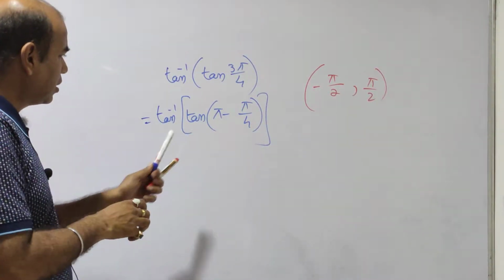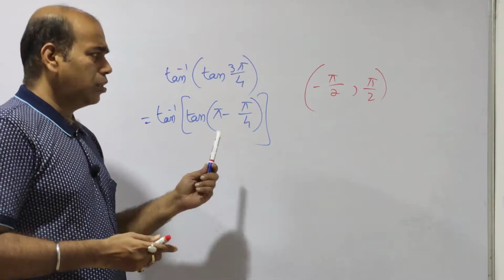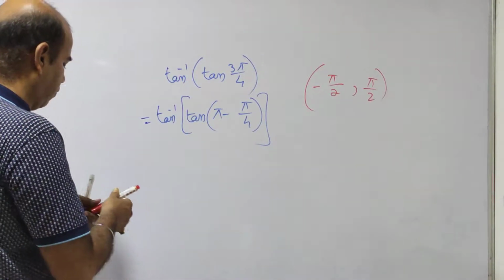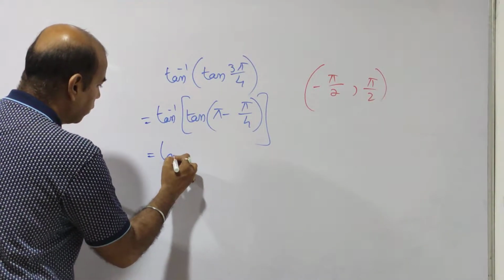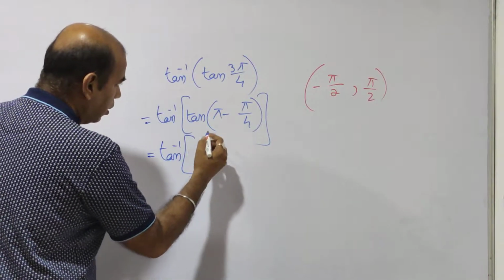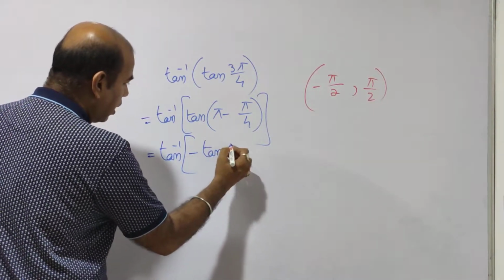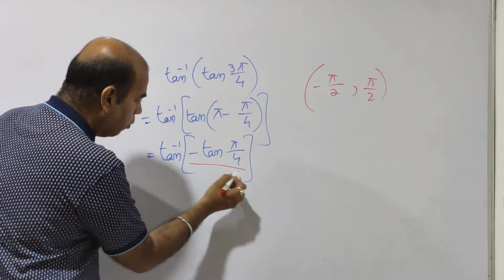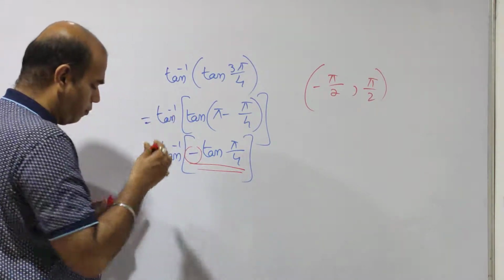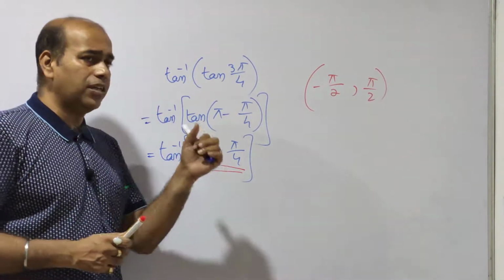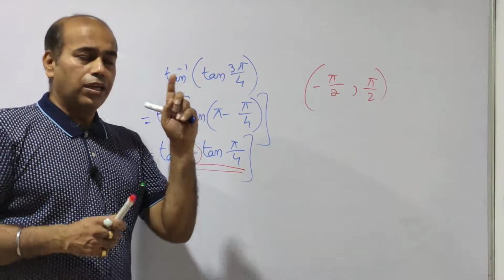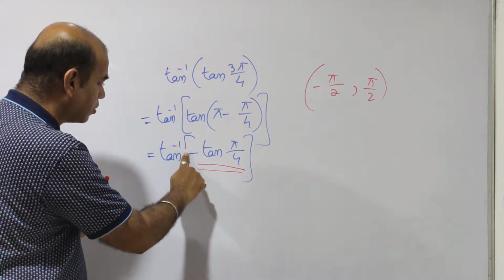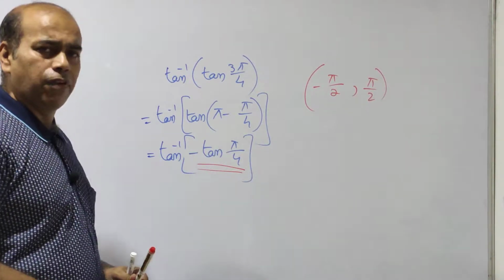Now tan inverse tan of pi minus pi by 4, this shows that it is in quadrant 2. In quadrant 2, tan is negative. So negative means tan inverse becomes minus tan pi by 4. Students, please take note of this step. Why is it negative? Because tan in the second quadrant is negative, so one minus comes out. So I am getting minus tan pi by 4.